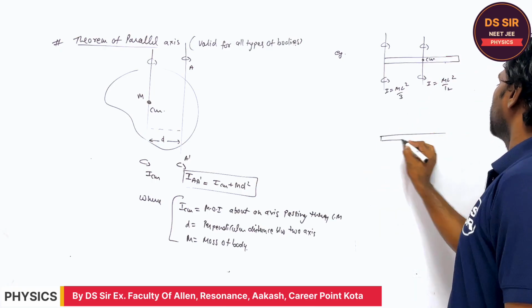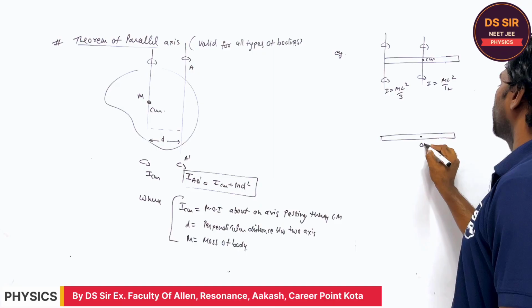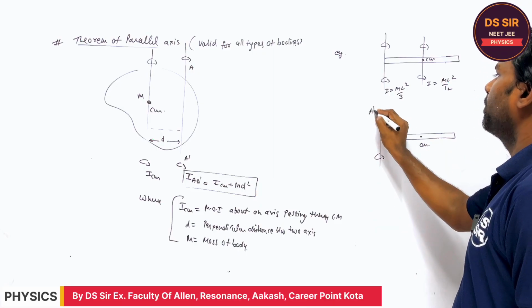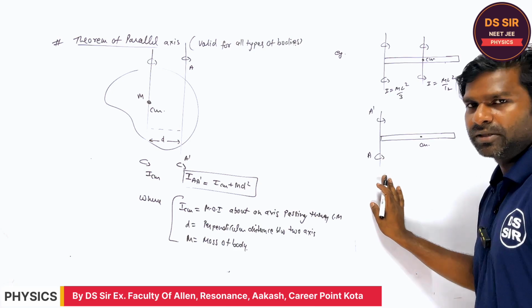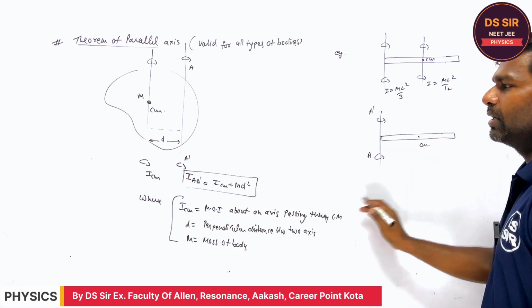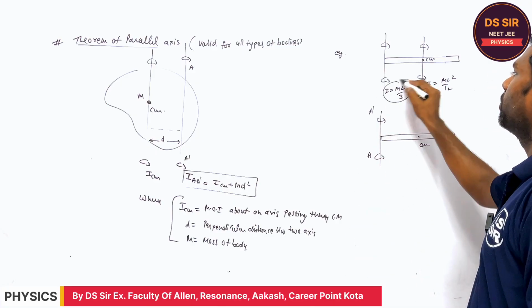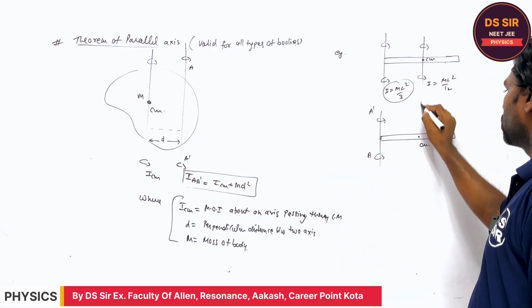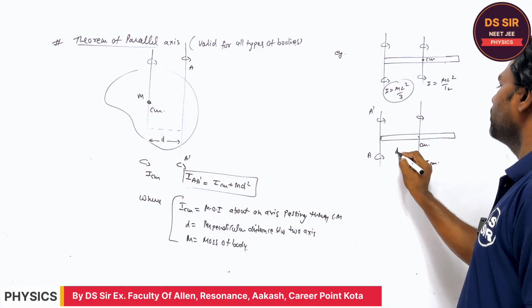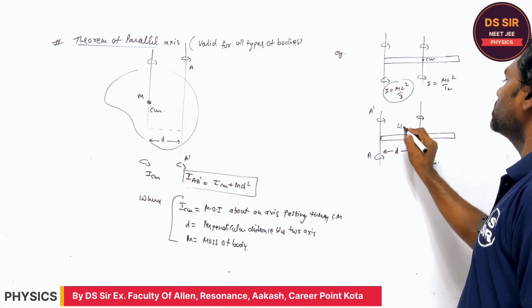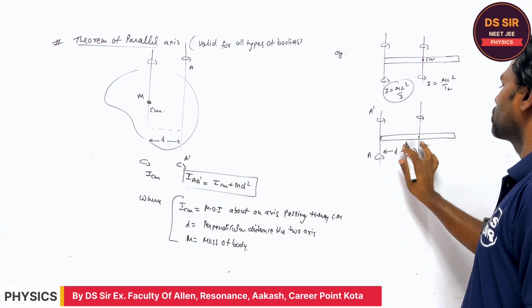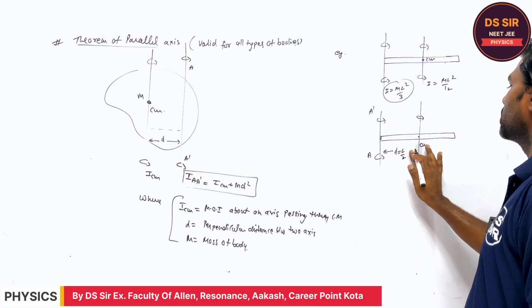Listen one thing. If I assume this is the center of mass and I want to find the moment of inertia about this axis passing through one end, how to find? Apply the ICM. Although I know, I am verifying this. So this is the center of mass axis, ICM. And what is the distance between them? The distance between them is d equal to L by 2. Is it fine?